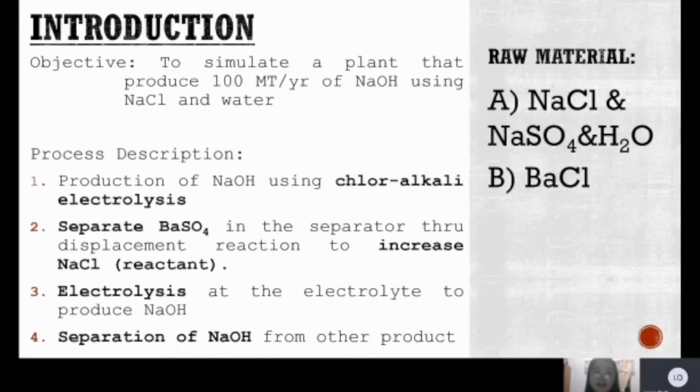In this process, there are four main steps. The first step is to dissolve the sodium chloride into water and heat it until it exceeds 100 degrees Celsius to ensure it is totally dissolved. The second step is to add the barium chloride into the mixed solution to remove the impurity in the sodium chloride. The third step is the electrolysis reaction. The next step is to separate the sodium hydroxide from other products, which are hydrogen and chlorine gases.